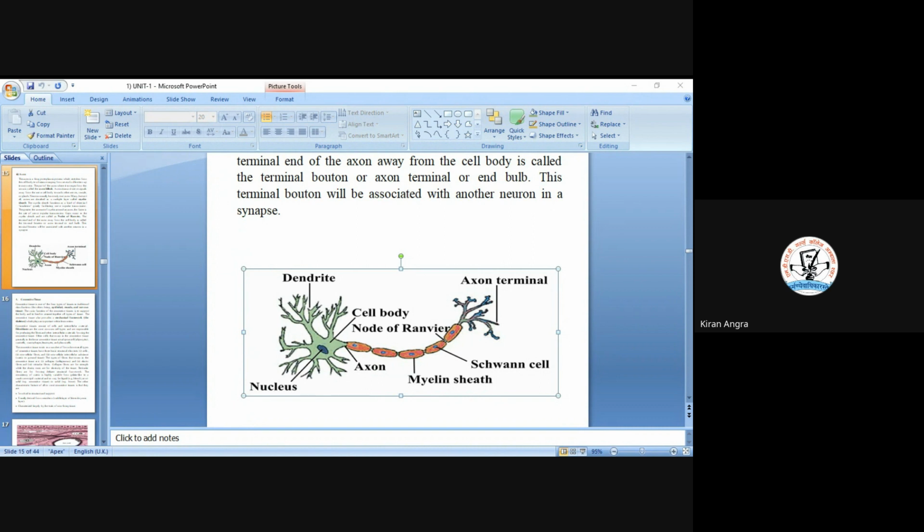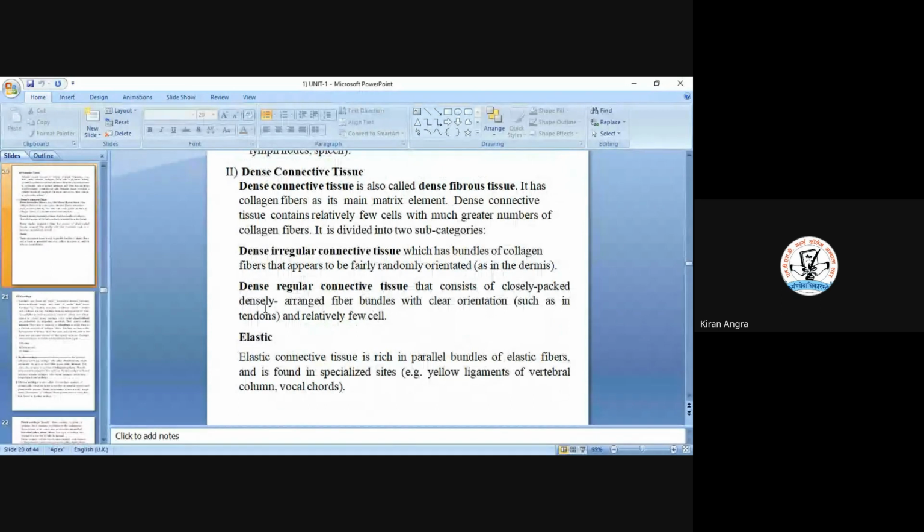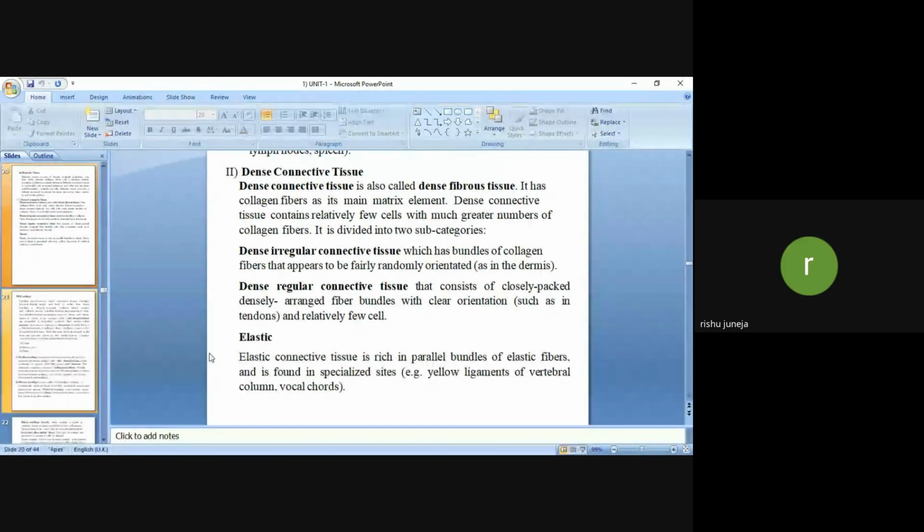Excuse me, ma'am. When the screen is hanging, we can only see the nervous system on the screen. Neuron structure is there. Okay, let me see. Which one are you able to see now? Now it's dense connective tissue. I'm taking this dense connective tissue, now it's visible. Yes, ma'am. Thank you, ma'am.